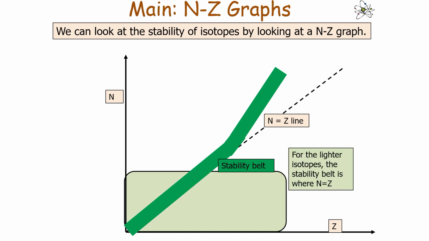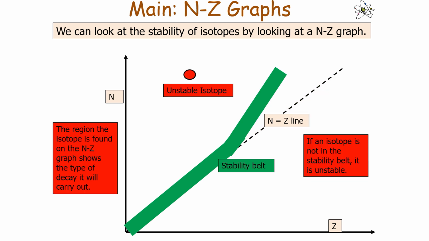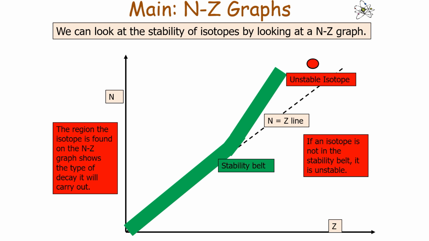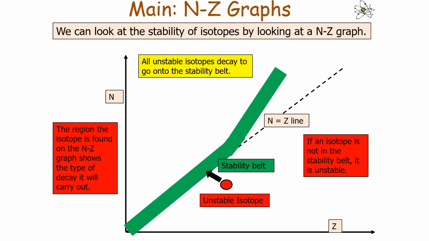So for lighter isotopes the stability belt is where N equals Z, when you have the same number of neutrons as protons, whilst for heavier isotopes the stability belt is when N is greater than Z, so therefore there are more neutrons compared to protons. Now if an isotope is not in the stability belt, it will be an unstable isotope, and the region the isotope is found on the NZ graph shows the type of decay it will carry out. So it could be placed above the N equals Z line, beyond the N equals Z line, below the N equals Z line, and all these isotopes carry out different decays as they're found on different places on the graph. Now all unstable isotopes will decay to try and get onto the stability belt.